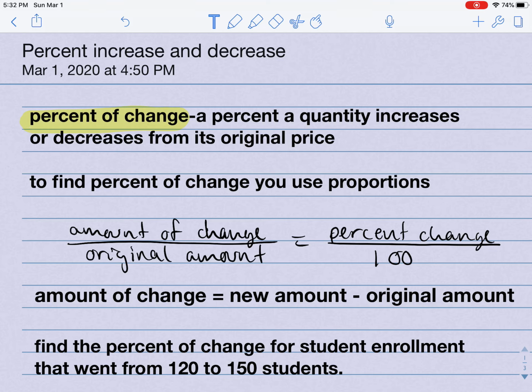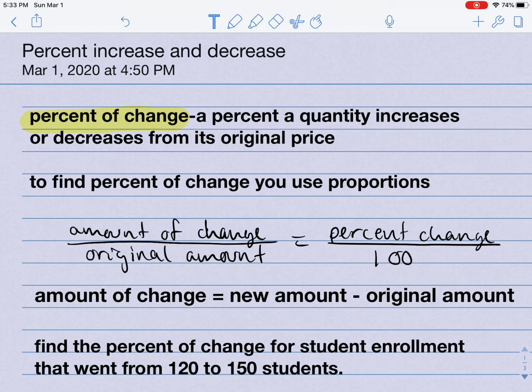So the amount of change equals the new amount minus original amount. And it's going to be this way for an increase, when the new amount is going to be greater than the original amount, because our percent of change is always going to be positive. If the new amount is less than the original amount, you're going to get a negative number here, causing your percent of change to be negative. But since we can't have that, we'll have to rearrange this when we're looking at decrease.